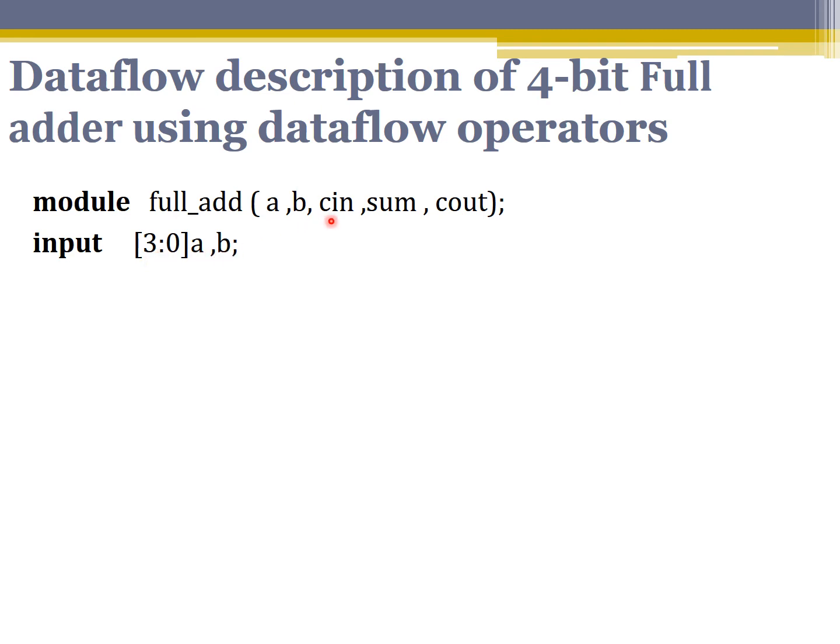Cin is a 1-bit input. So we have declared that on a separate line, input Cin. And then sum is a 4-bit output. So we have declared output 3:0 sum. And Cout is a single bit output, which we have declared as a single bit variable. So now let us use data flow operators and perform the 4-bit full adder addition.